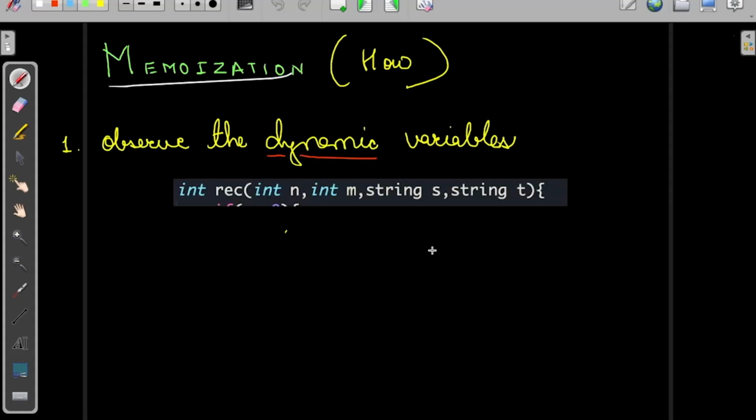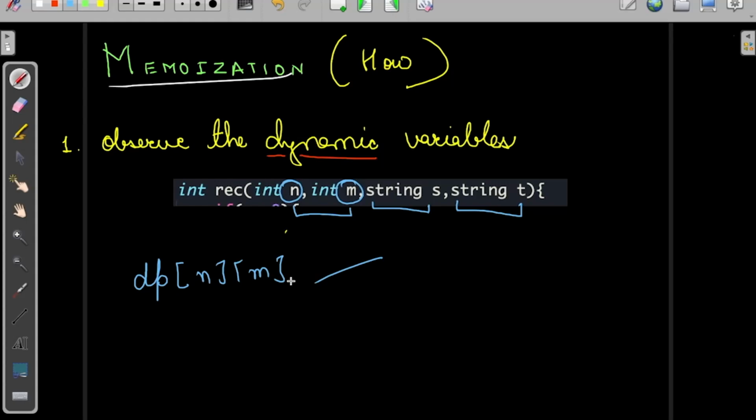And the next problem is, how would we memoize? Now, to memoize the solution, we need to observe the dynamic variables. So this S does not change, this T does not change. But if you look at the value of N and M, it changes on the recursive call. So that means we have two variables, so we need a 2D array of N cross M.